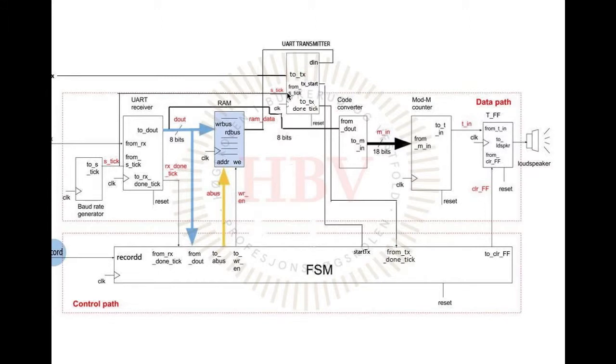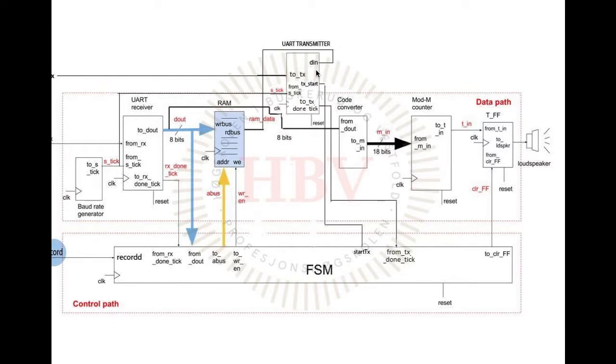This is to make sure the communication between the FPGA and the computer will be at the same speed as the receiver in order to communicate. The RAM sends its data to the UART transmitter when the record is on. Then it goes into the DIN input on the UART transmitter.